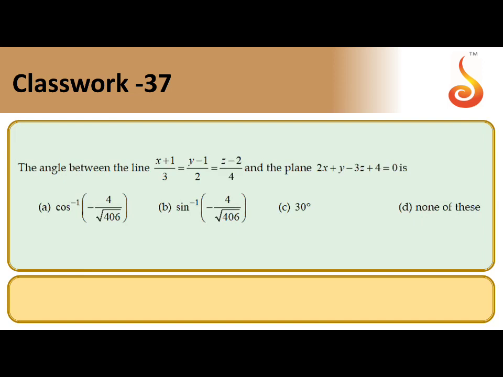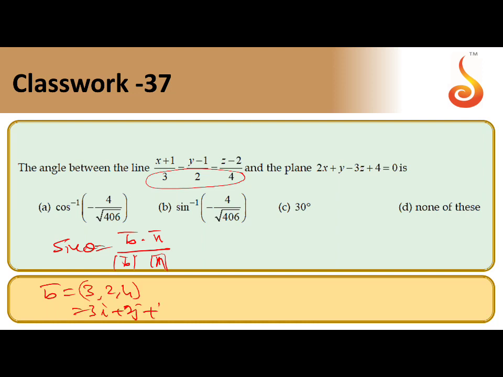Next, angle between line and plane. We have a formula for the angle between a line and a plane: sin theta equal to b dot n divided by modulus b into modulus n. So what is b? From the line you can take b as the direction ratios of the line. So b is (3, 2, 4), meaning 3i plus 2j plus 4k. Now n bar is the normal vector, the direction ratios of the normal to the plane, which are (2, 1, -3), that is 2i plus j minus 3k.